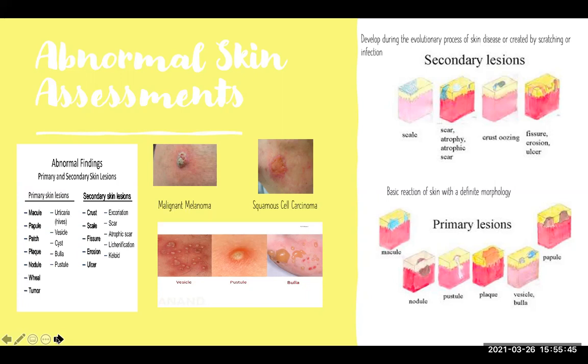A vesicle or bulla, those are other types of fluid-filled lesions, and then a papule. So these are examples of our primary lesions. Secondary lesions are just the result of the inflammatory process associated with the primary lesion. So they'll have scales, scars, crusty oozing tops, or fissures and erosions that can develop.